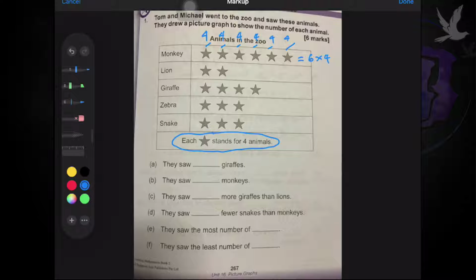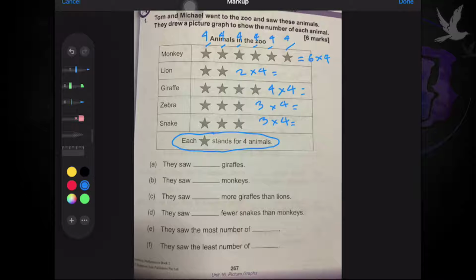Do the same for the other animals such as lion. You have 2, so just multiply by 4. Giraffe, you have 4, multiply by 4. And zebra, you have 3, multiply by 4, the same as snake, 3 multiplied by 4. From there you'll be able to get the total number of animals. Then you can answer questions A, B, C, D, E, and F.